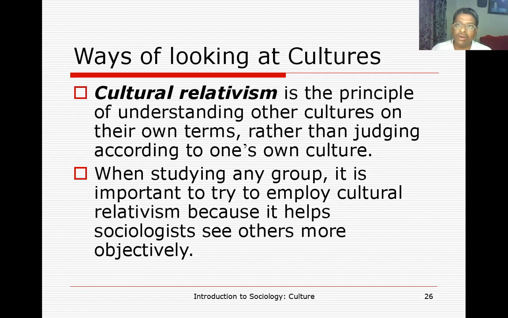So when studying a group, particularly if you are going to a Hindu group, initially to study, yes, we need to have this relative understanding, cultural relativism. It is important to try to employ cultural relativism because it helps sociologists to see others more objectively, but there is a danger in it.